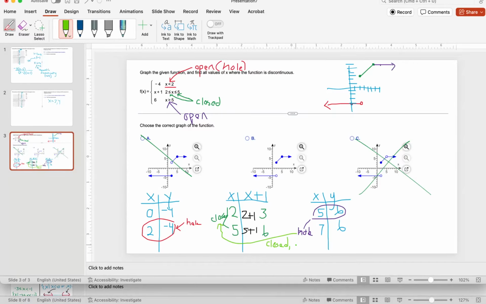So closed, since one of them is closed. As long as one of them says it's closed, it's going to be closed, okay? Since one piece says closed.